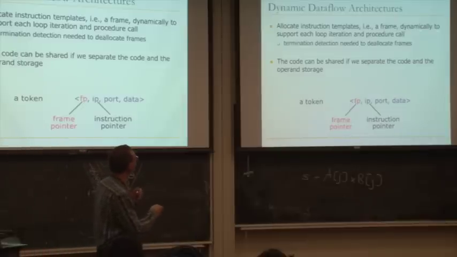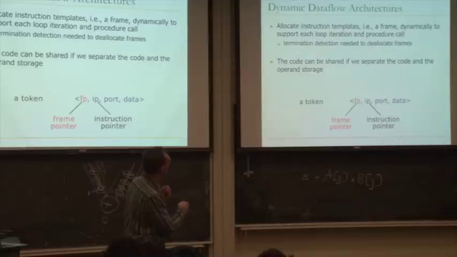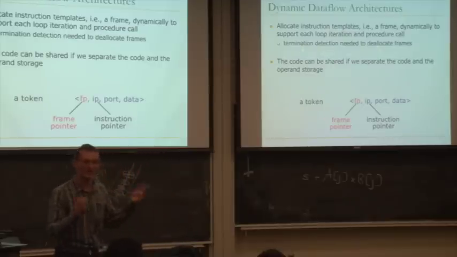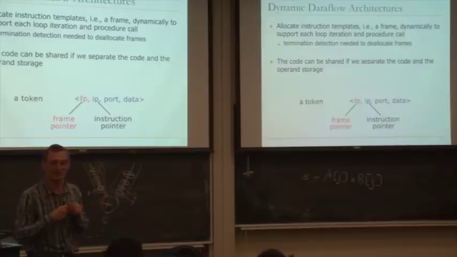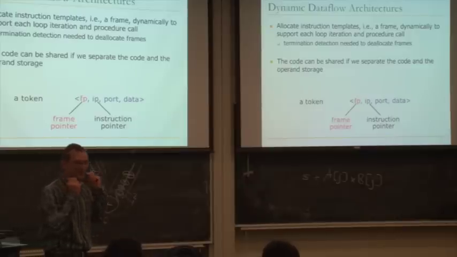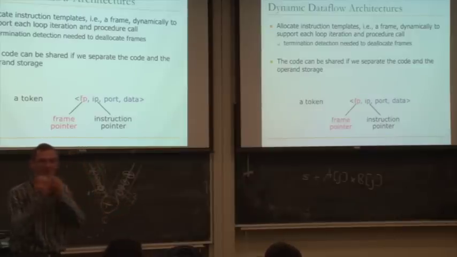Basically, the machine dynamically allocates a frame to support each loop iteration and procedure call. And we'll see that you need to somehow deallocate these frames also. You need a resource manager to actually manage this execution. So when you're done with a loop iteration, somehow you need to get that out of the machine. When you're done with a function call, you need to get the frame out of the machine.